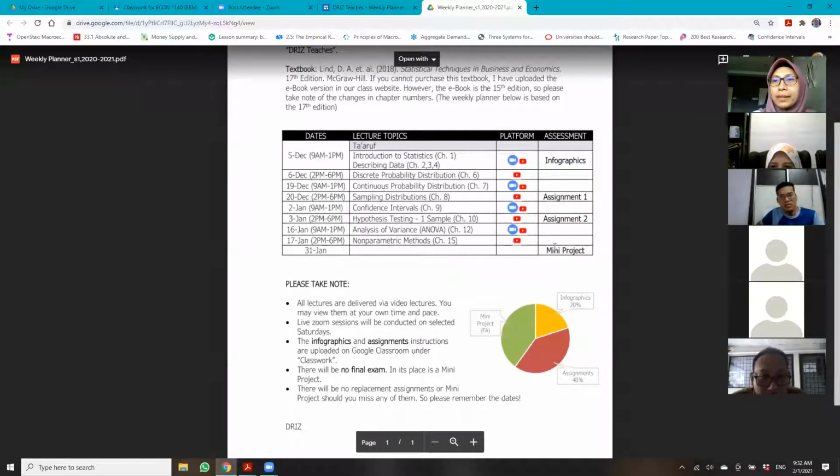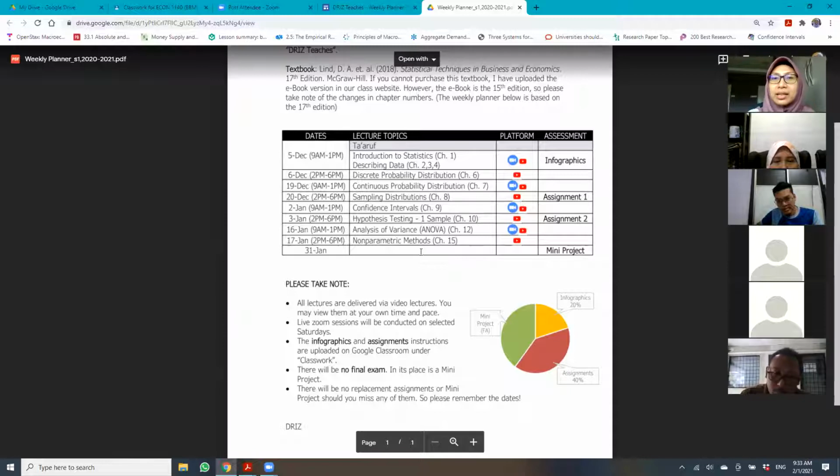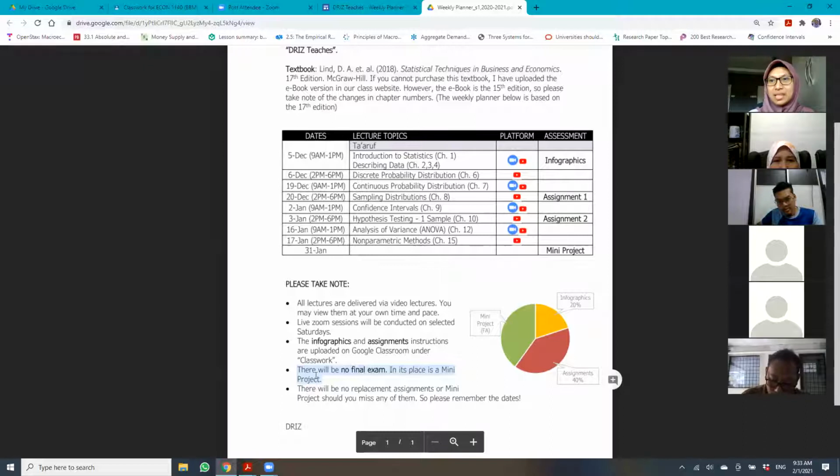See, I changed it a little. If you have the original weekly planner, here I wrote 24 January, because that is the date in your BBM schedule. Right? By right, on 24 January you would have your final exam. Do you remember? Anyway, if you're the type who looks at the schedule, you should know. 24 January is, by right, your final exam. But now there is a change. There will be no final exam. Final exam means an exam, as in a written exam.